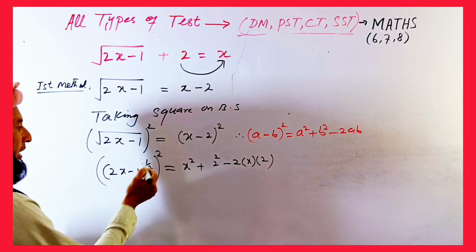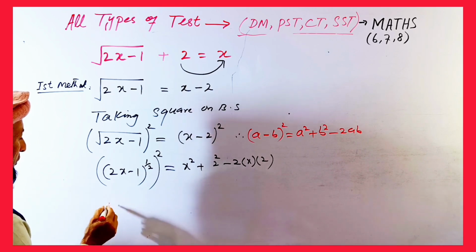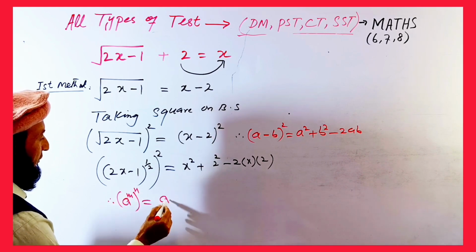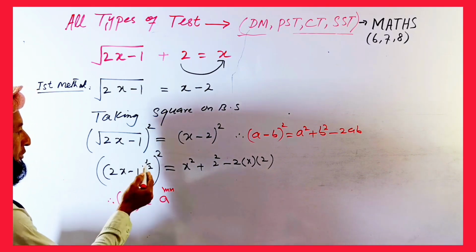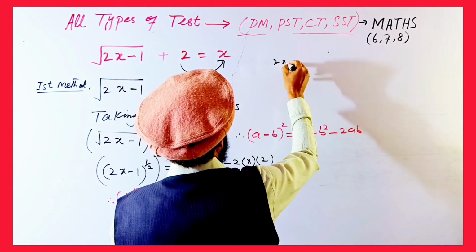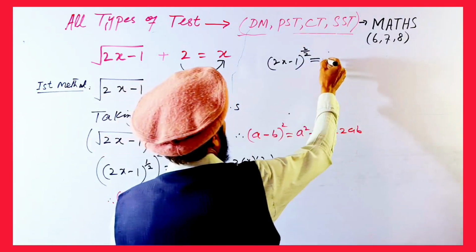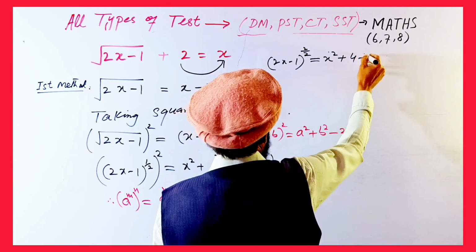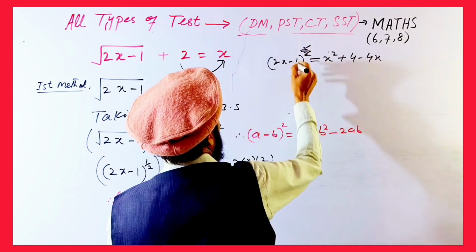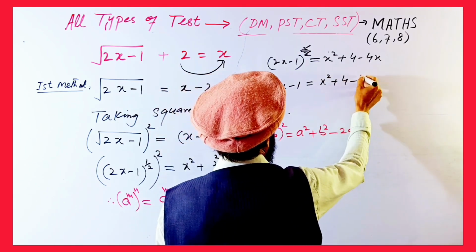Now for this square we are using the double exponent rule: a exponent m, whole exponent n, is equal to a exponent mn. According to this rule, we multiply the exponents, so 2 divided by 2 cancels. We get 2x minus 1 equal to x square plus 4 minus 4x.